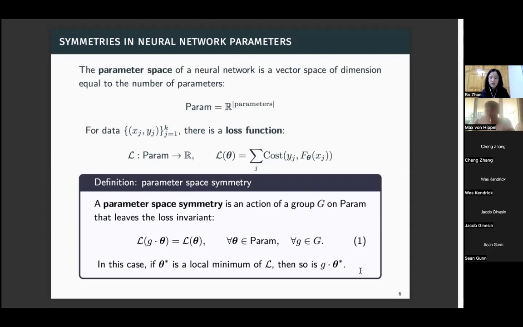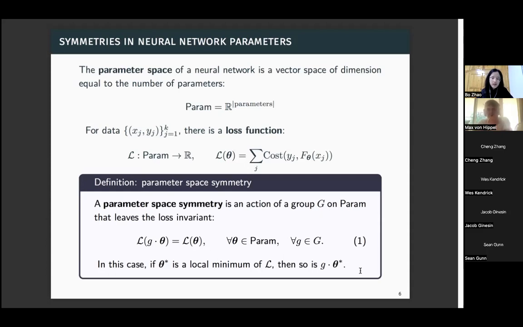Sorry, at this part, local minimum? Yeah, local minimum in the sense of the loss function. Yes, in the sense of the loss function L. Well, and sorry, so then the loss function for theta star is equal to the loss function evaluated on G theta star. Isn't the final part obvious?